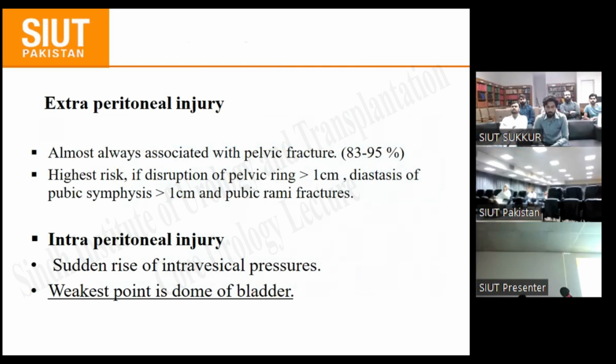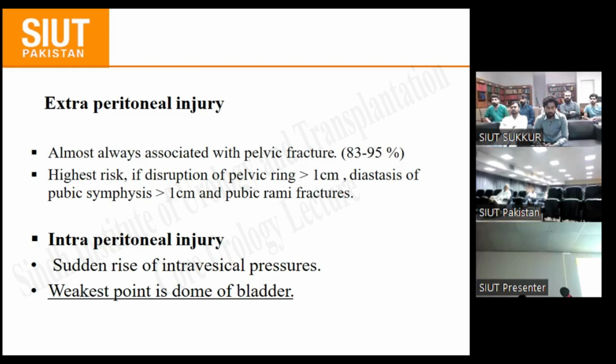Extraperitoneal injury, which is most common, is almost always associated with pelvic fracture, about 80 to 95% of times. The highest risk for extraperitoneal injury is when the disruption of pelvic ring is more than 1 centimeter, the diastasis of symphysis pubis is more than 1 centimeter, and there are pubic rami fractures. When these three features are present, there is high chance of extraperitoneal bladder injury.